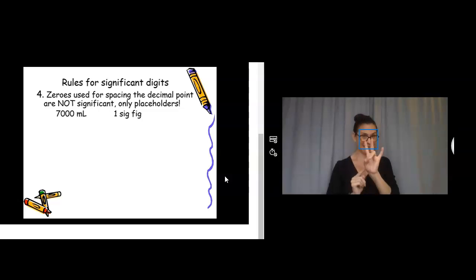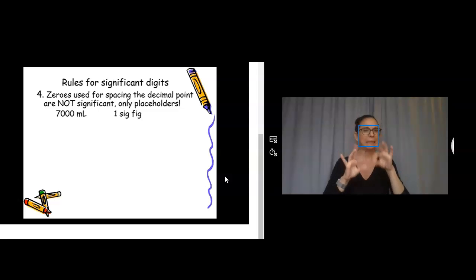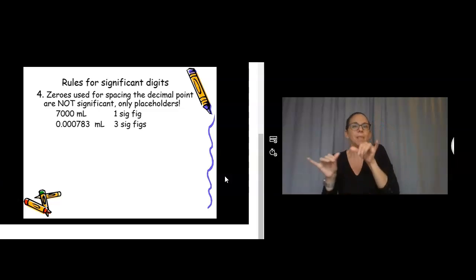Whatever tool measured this, it probably was just between 0 and 1 liter. And you're looking at it, and it's over half a liter, so it must be about 7,000 milliliters. And so those 3 zeros are not significant. They're merely placeholders. And that's where this is different from a number. It's significant to the number, but it's not significant to the measurement. Here's another example.